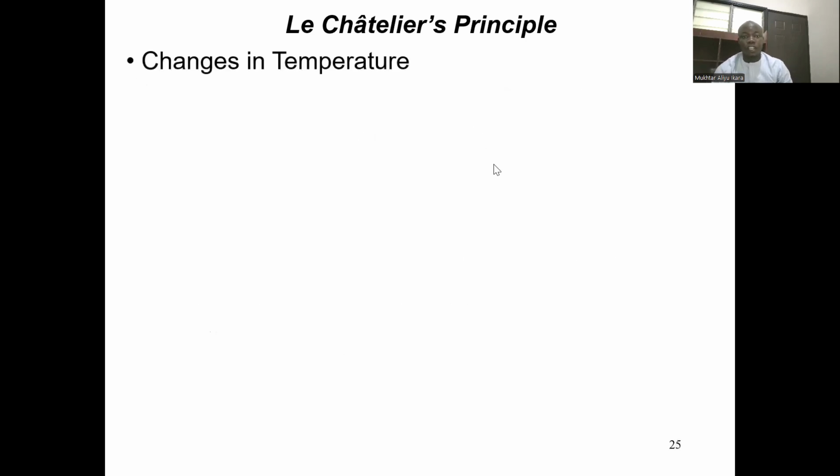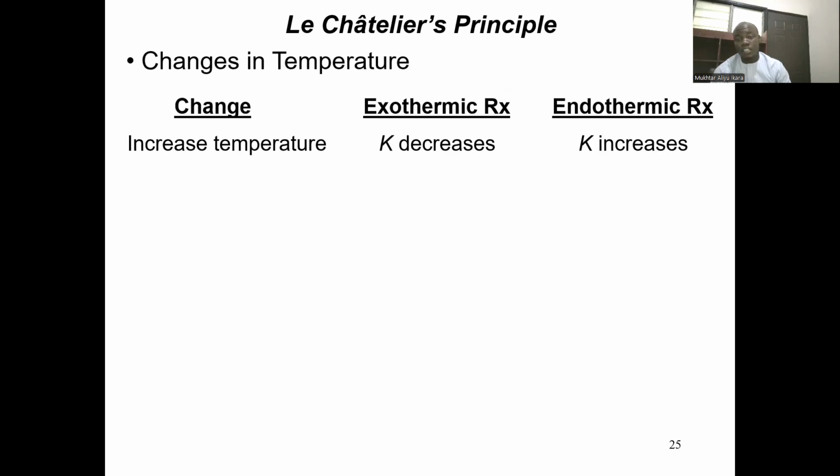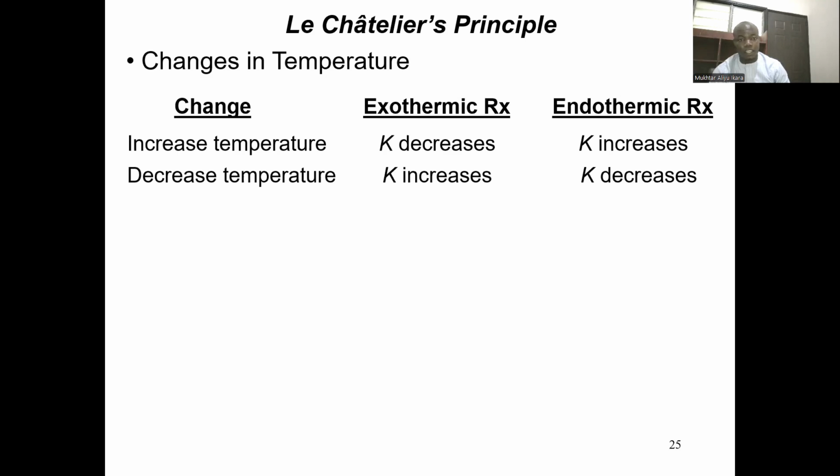So then, of course, what happens if there is a change in temperature? Remember, we can have exothermic and endothermic reactions. For the exothermic reaction, if there is an increase in temperature, then the K value, that is the equilibrium constant, will decrease. And in the case of an endothermic reaction, an increase in temperature will increase the equilibrium constant. And of course, a decrease in temperature favors the exothermic reaction and disfavors the endothermic reaction.